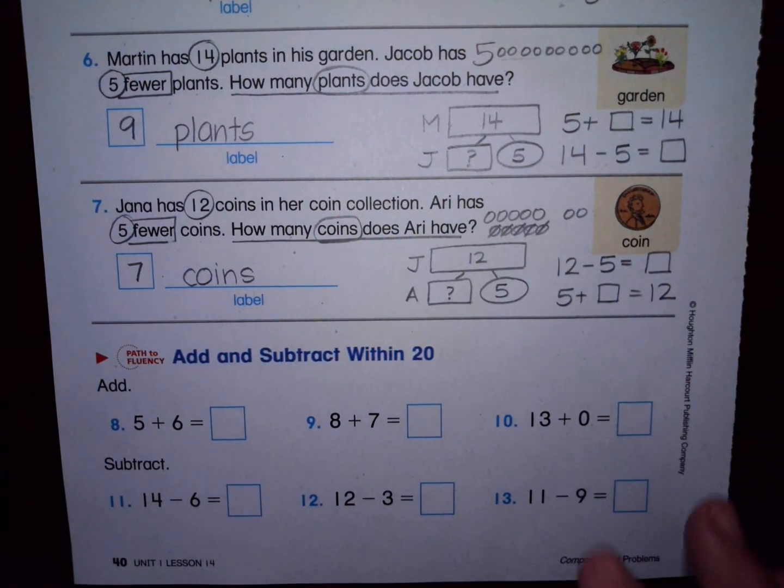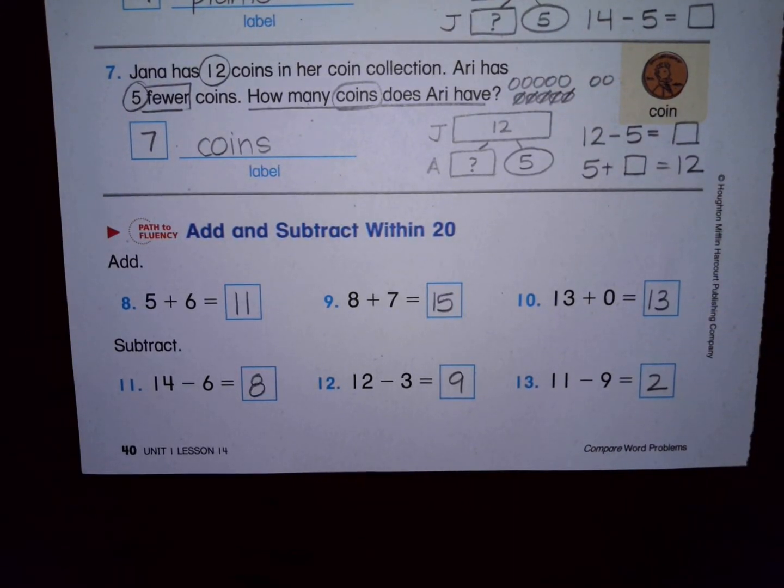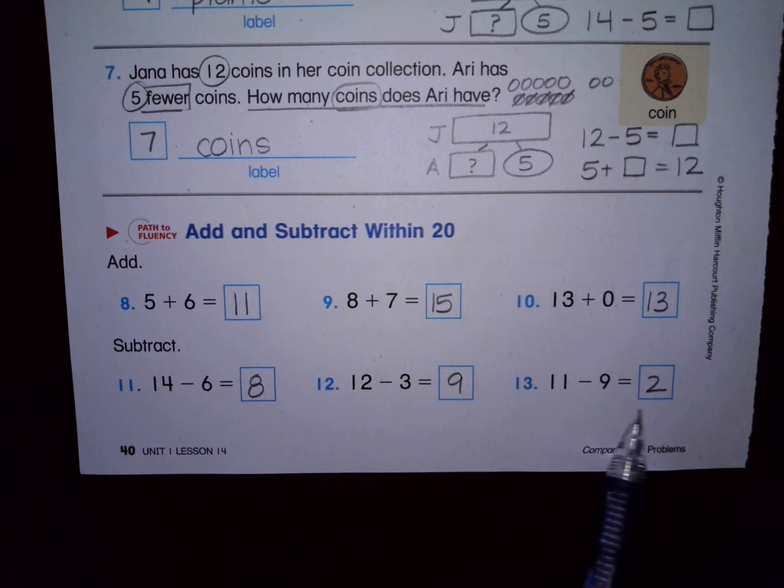Great job, friends. Go ahead and pause the video and solve these addition and subtraction problems. Check your answers with mine. 5 plus 6 equals 11, 8 plus 7 equals 15, 13 plus 0 equals 13, 14 minus 6 equals 8, 12 minus 3 equals 9, and 11 minus 9 equals 2.